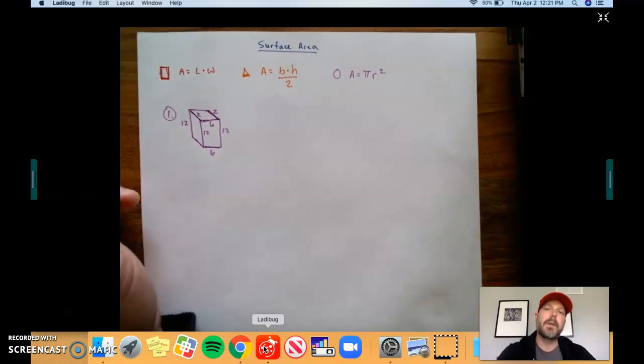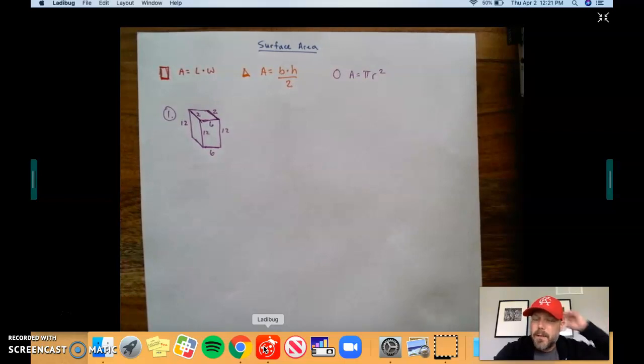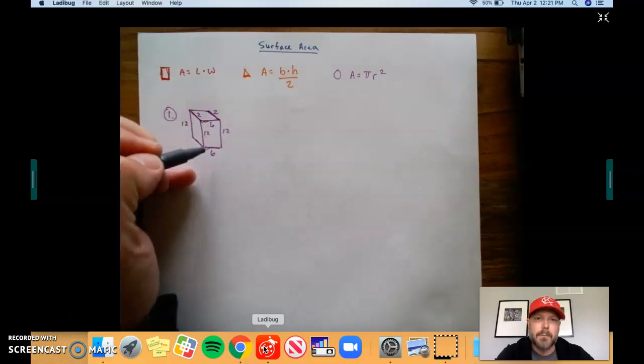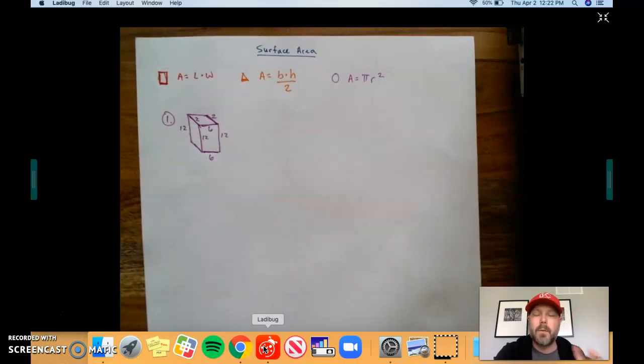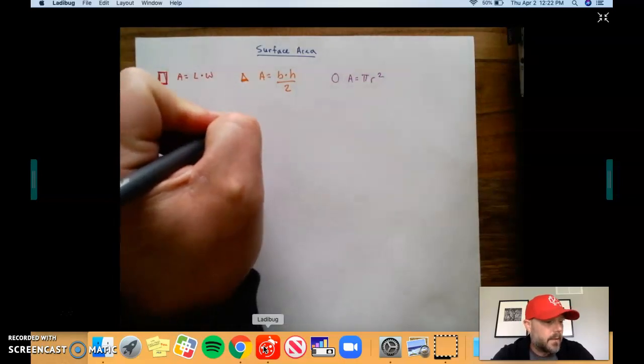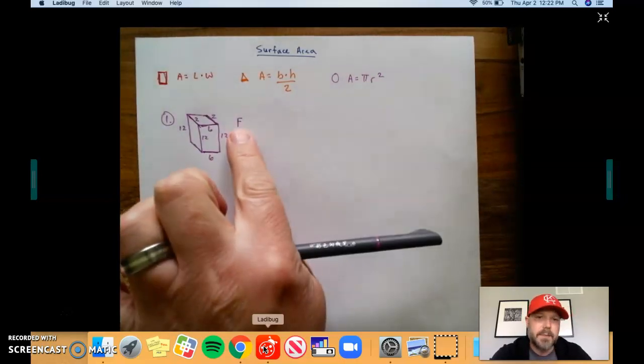So with surface area, we need to find the area of all the different faces and then add them together, okay? So with a rectangular prism, you have the front and the back, the two sides, and the top and the bottom. So I like to take it one at a time, and I like to work it out, and I label it to keep myself organized. Let me show you what I mean. I'm going to start with the front, okay? So the front, F, stands for front.